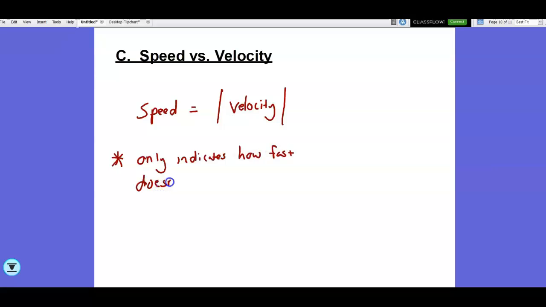It doesn't tell us what direction. So that is an important difference to pay attention to. It's a subtle one, but speed and velocity are almost the same, but they are not quite the same. Speed is the absolute value of velocity. Velocity is a number that tells you how fast and what direction. Speed, since it's the absolute value, doesn't care about direction and only tells you how fast.